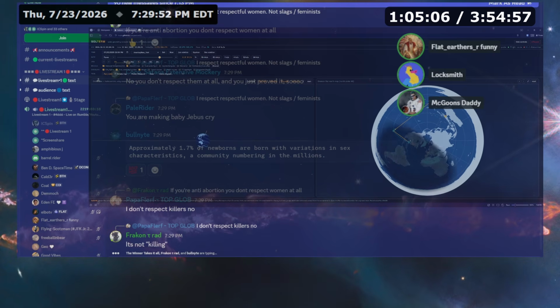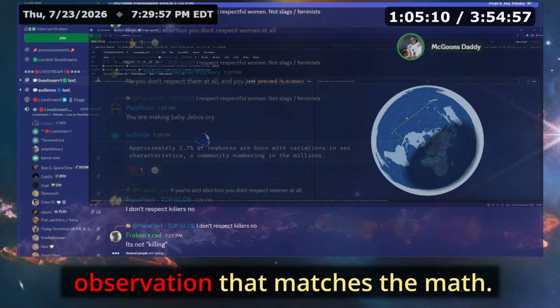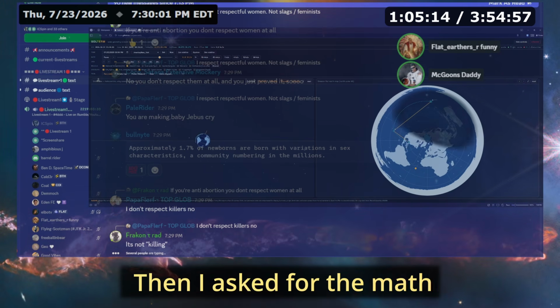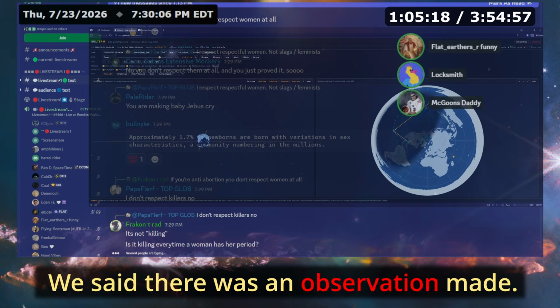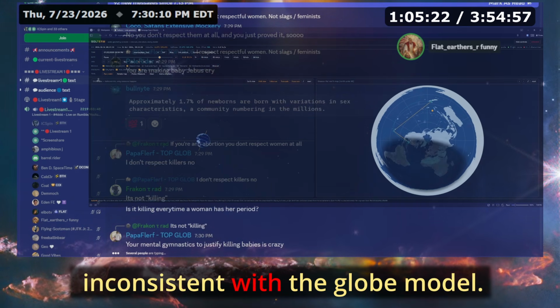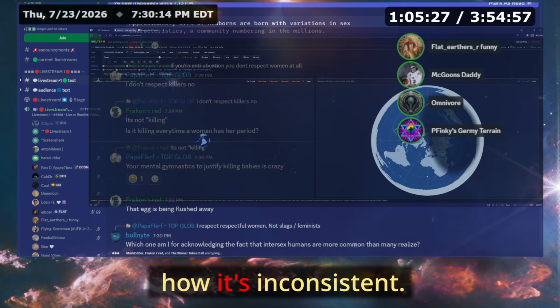No, wait. I'm not flipping the burden. They said they had an observation that matches the math. Then I asked for the math, and no math was presented. That's not what happened. We said there was an observation made. You said that's inconsistent with the globe model. Do the math to show how.